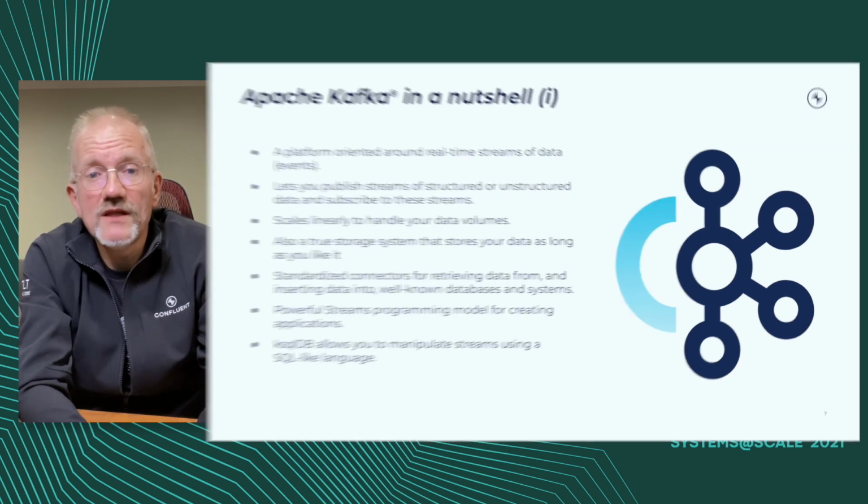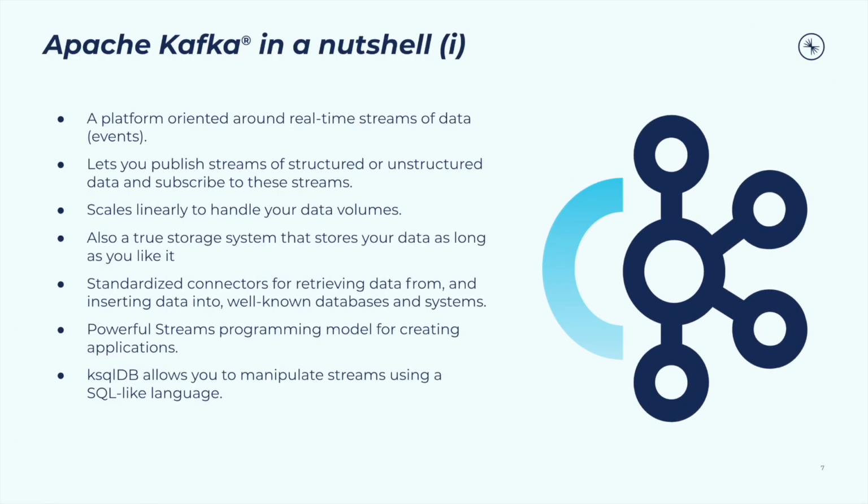So in a nutshell, Kafka is a platform that is oriented around real-time streams of data. Applications can produce data into the platform, where it will be stored, ordered, timed, secured, and there's all sorts of other goodness. And applications that are interested in the data can consume it out of the platform. The beauty of Kafka is that it scales linearly to data volumes, but there's something to say about scaling, which we'll get to in the next section.